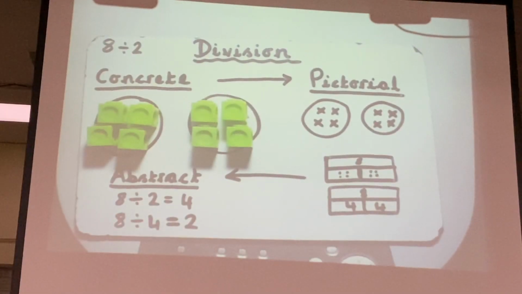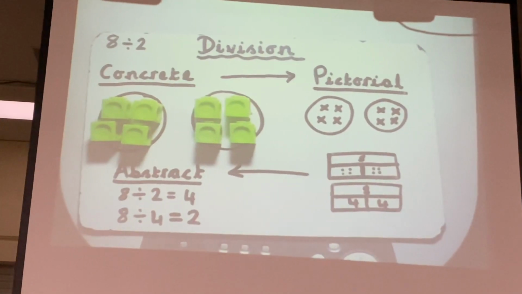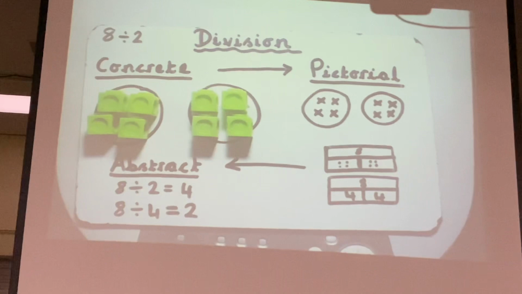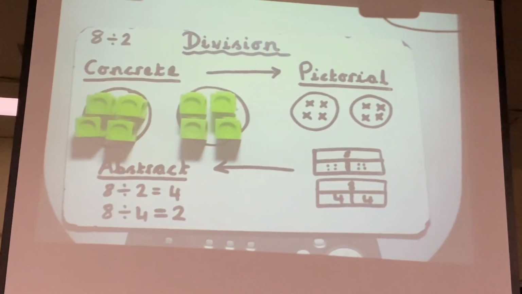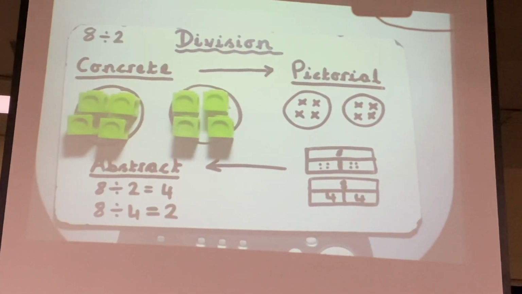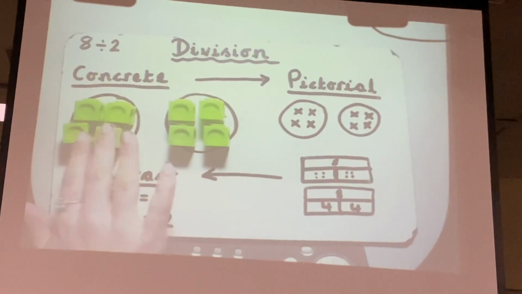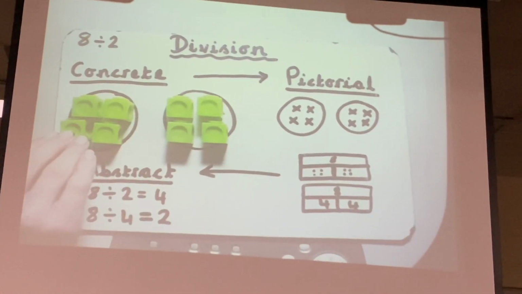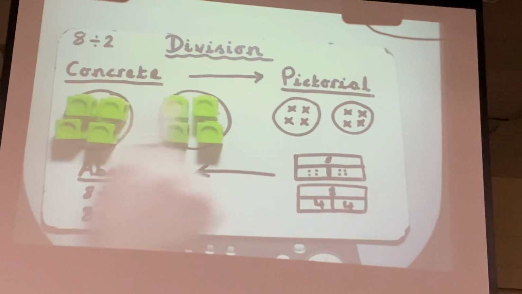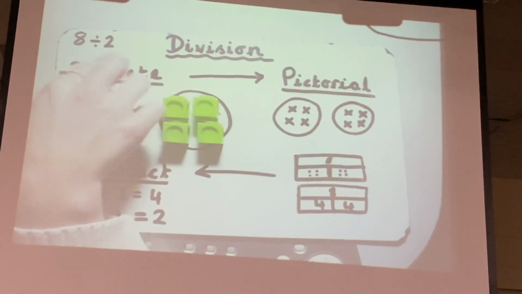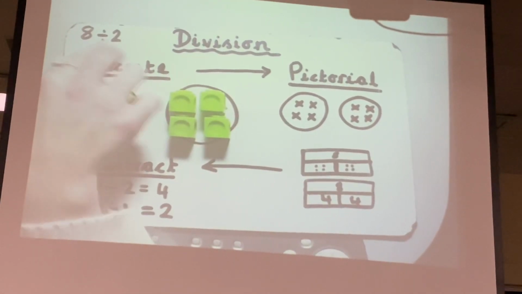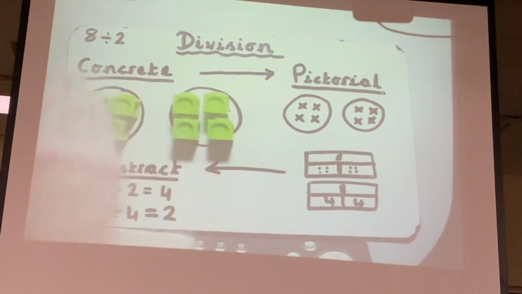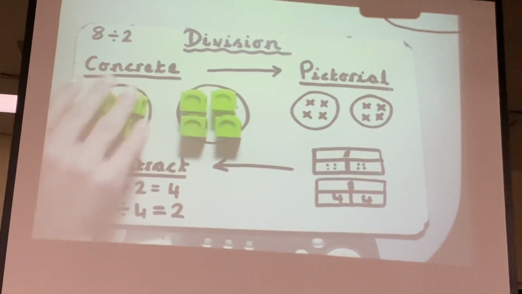Division in year 2, similar to multiplication, we deal with 2s, 5s and 10s, but like Ms Galvin said, you'll come across others. So if we're doing 5 times 3, you'll start thinking about the 3s as well. With the concrete, they'll physically have the cubes or the counters, and they'll physically share them out. So if we were doing 8 divided by 2, they'd share 8 equally into 2 groups, one at a time, and then realise they've got 4 in each group.